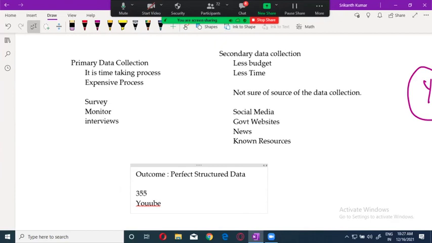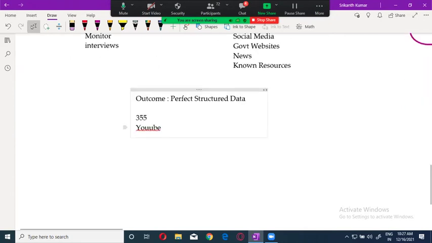Now, this is the skill set the market is looking for. The market is definitely looking for people who have very good skill sets in EDA, exploratory data analysis, which is nothing but data cleansing, data wrangling and data mining. So let's see what data cleansing is.